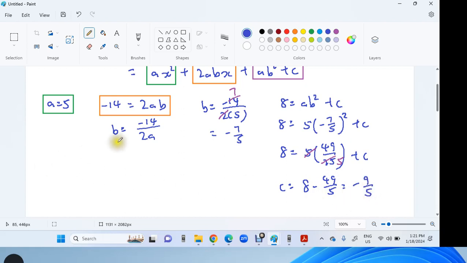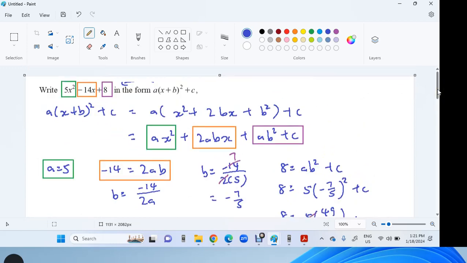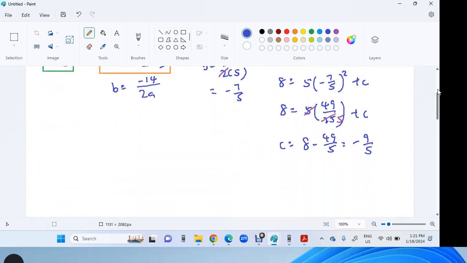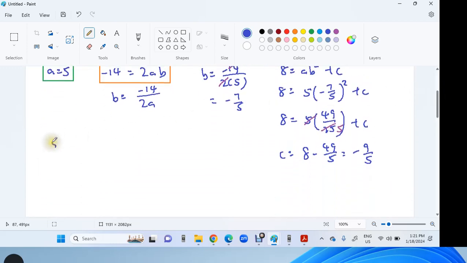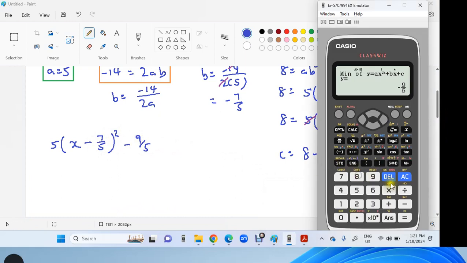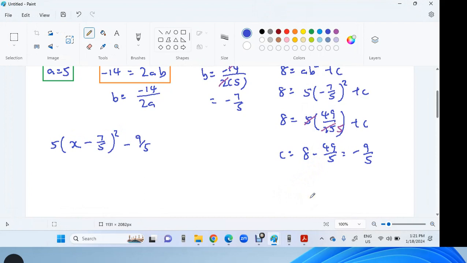So y equal to ax squared plus bx plus c. So it will be 5 times x minus 7 over 5 squared minus 9 over 5. Okay. So we have 8 minus 49 over 5. Then it's negative 9 over 5.